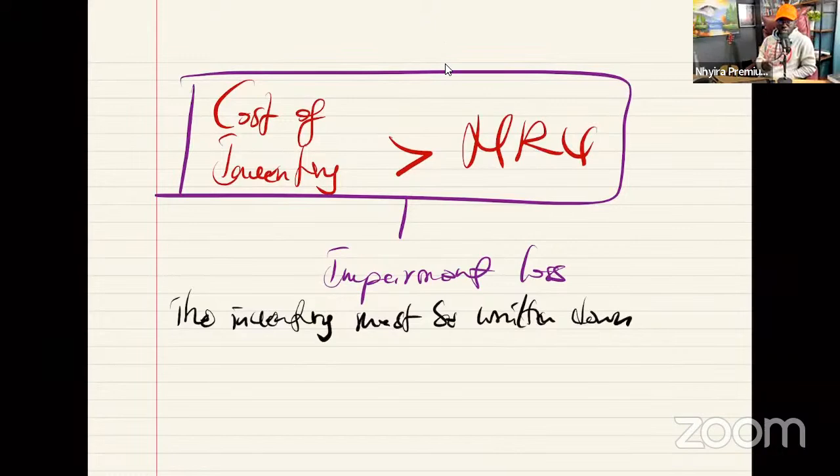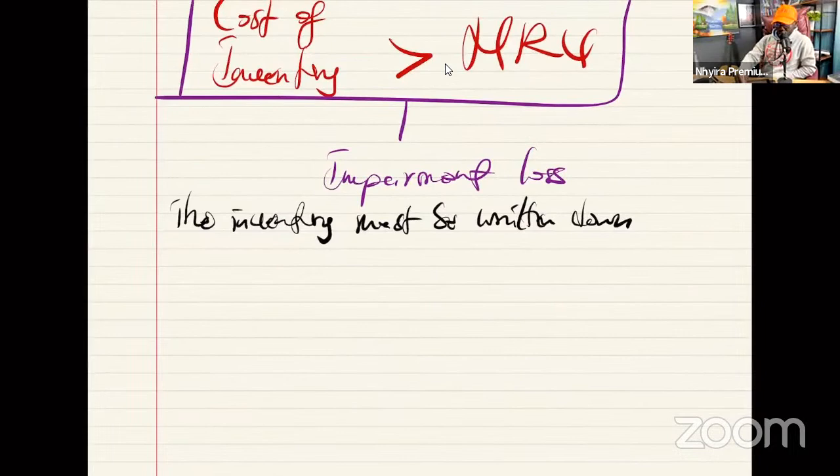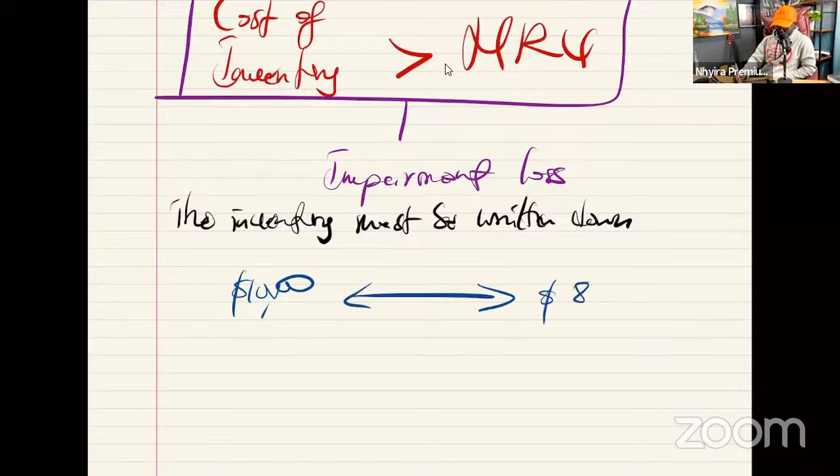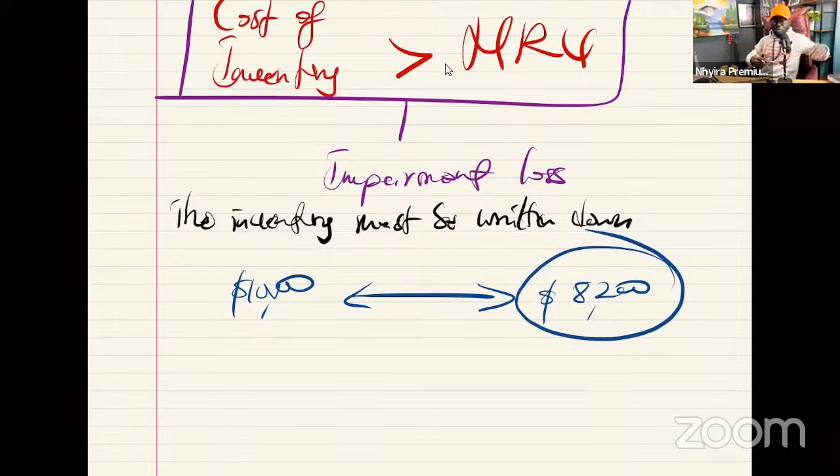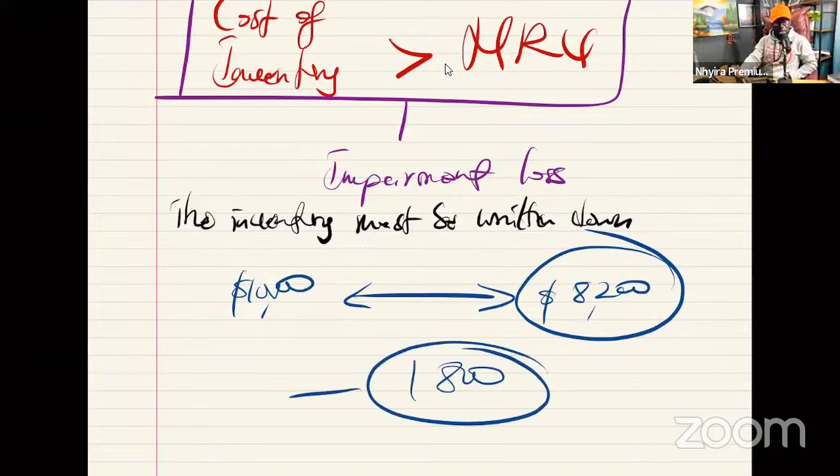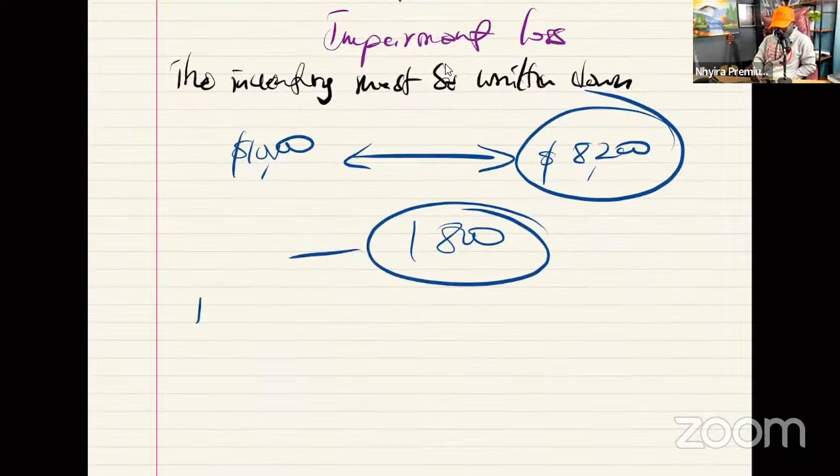So for instance, in our books, we are carrying the inventory at $10,000. But we check it and the net realizable value of the inventory is $8,200. We said that inventory should be carried at the lower of cost and net realizable value. So for that reason, we will carry the inventory at $8,200. But remember, in our books, it is $10,000. So that $1,800 becomes the impairment of the inventory, and that must be written off and recognized in the profit or loss accounts.